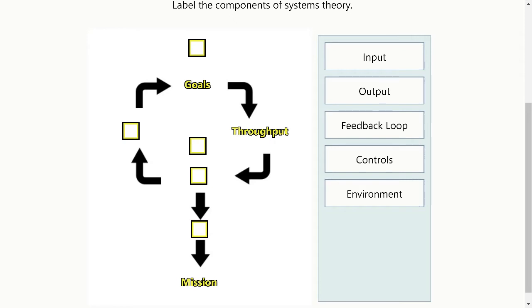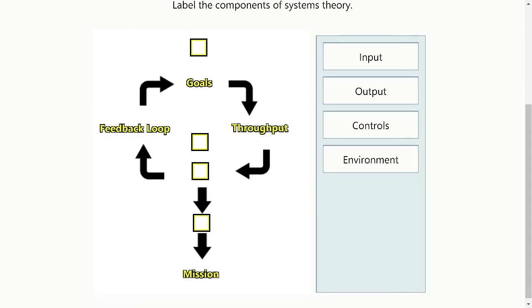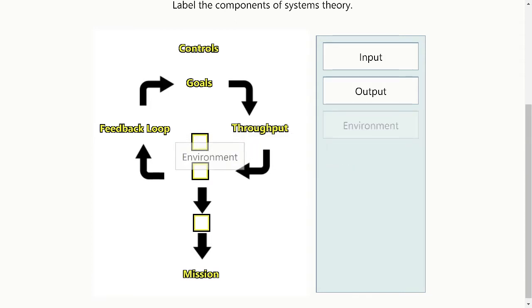Okay, we go. Alright, what else I got? Feedback is in the loop, on the side. Right here. I'm just guessing. Control goes at the top. Stop playing. Environment goes in the middle. Y'all can guess. Put it in the middle.